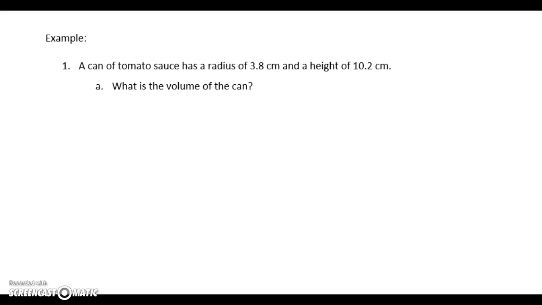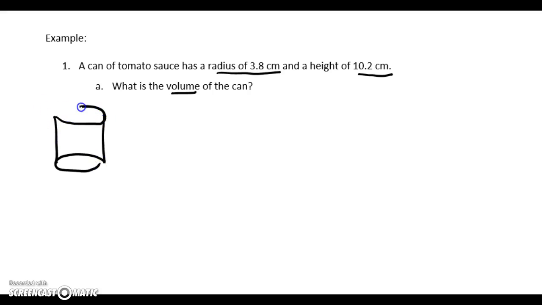So a can of tomato sauce has a radius of 3.8 centimeters and a height of 10.2 centimeters. So we want to know what is the volume of the can. If you're having troubles with this, my first recommendation is even just draw this scenario. Well, what does a can of tomato sauce look like? Well, those are typically in a cylinder. So start off by drawing a cylinder.